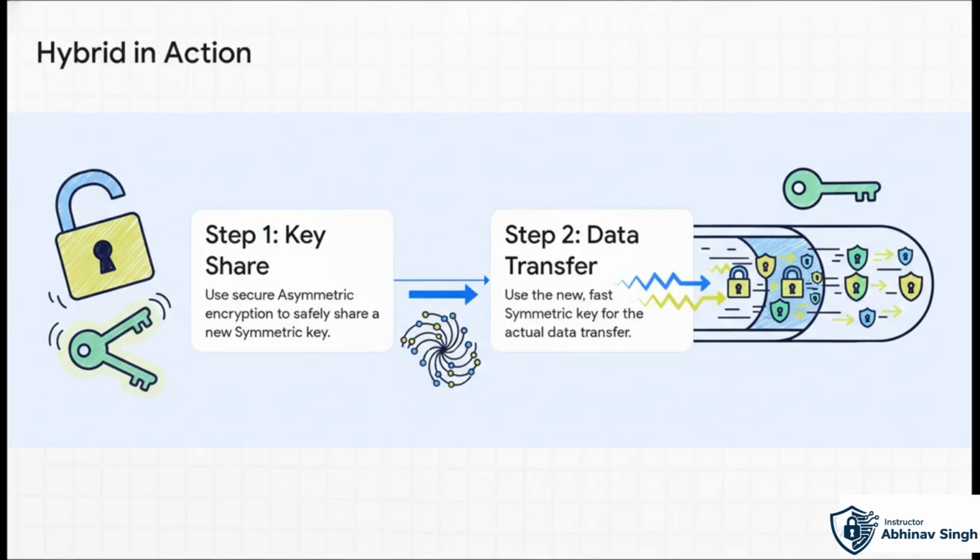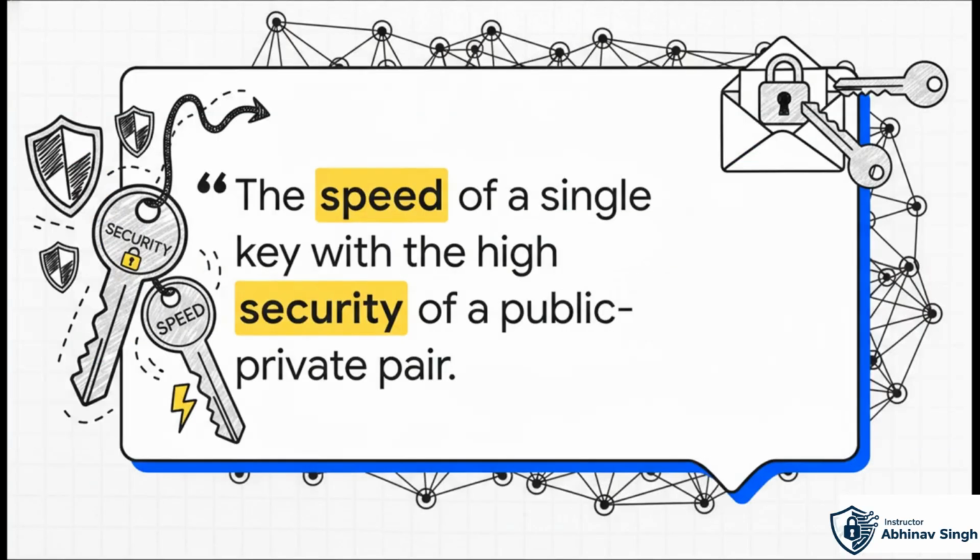Okay, so here's what happens in the blink of an eye every time you connect to a secure website. First, your browser uses that slow but ultra-secure asymmetric method, the public padlock system, for one job and one job only, to safely create and share a brand new temporary symmetric key with the website. Then, once that single-use key is securely delivered, both sides switch over to the super-fast symmetric method to encrypt all the actual data for the rest of your visit. As our source material put it so well, this gives you the speed of a single key with the high security of a public-private pair. It really is the best of both worlds. You get that ironclad security for the initial handshake and then lightning speed for everything else.